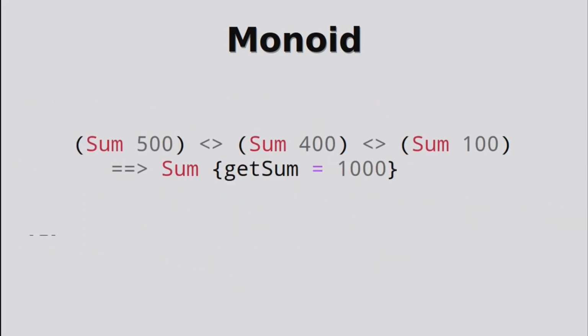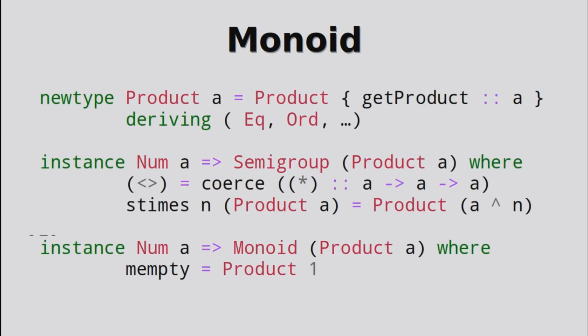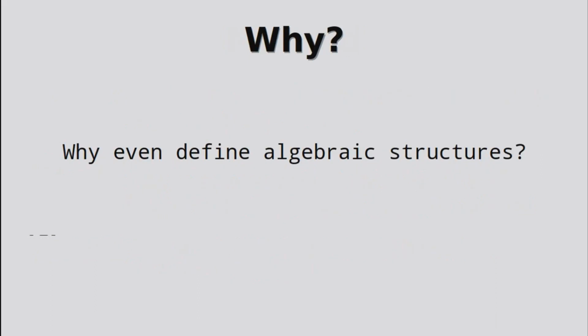Okay, so here we see how we could work with this sum. So sum with this diamond operator actually creates a sum of certain values. And here we have the exact same definition for the product, where we use the multiplication as our diamond operator. The identity element is the 1, and stimes is now creating the power of a certain number. Okay, so now we know what monoids and semigroups are, but now we have to ask the question, why even define this?